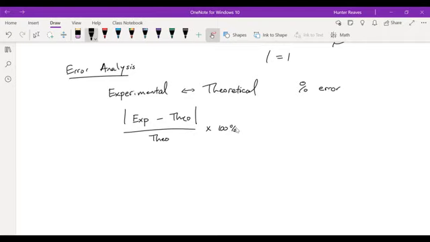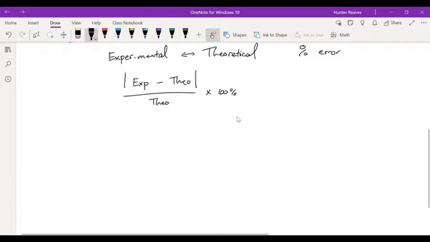To calculate percent difference, you need to have two experimental quantities. You need to have experimental 1 and experimental 2, and you're trying to compare them. So if you have two experimental quantities and no necessarily ideal or expected value that you're comparing to, then you're going to use a percent difference.